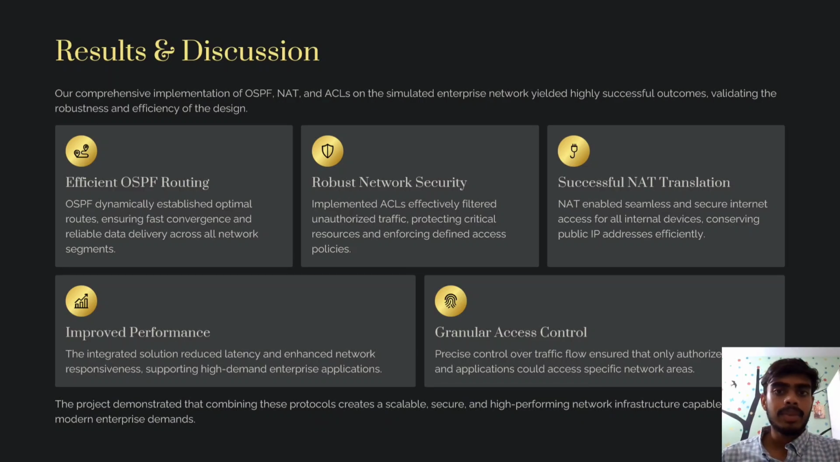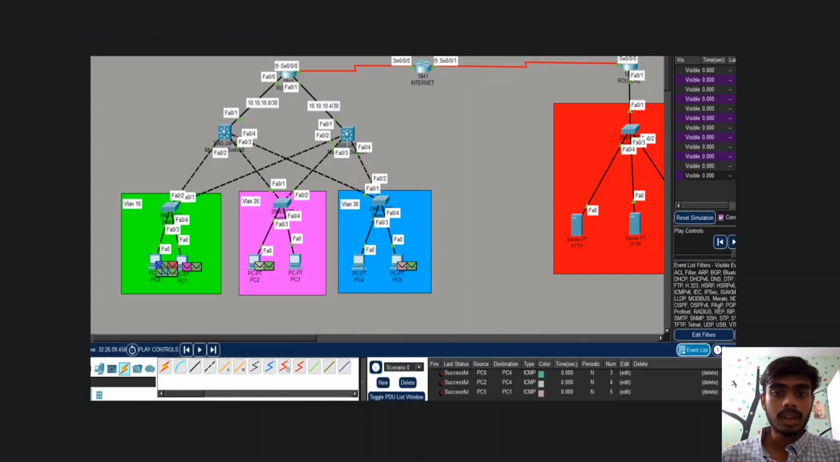In this slide, we present the overall result of our project. The successful implementation of OSPF, NAT, and ACL ensures efficient routing, enhanced security, and improved network performance. Here you can see a picture of our network, and we have tested the packet transfer and the status is successful. These are the simulations.